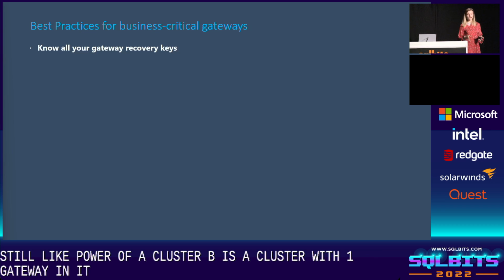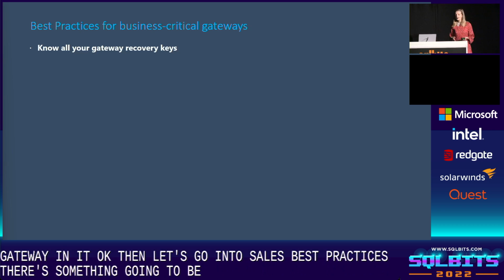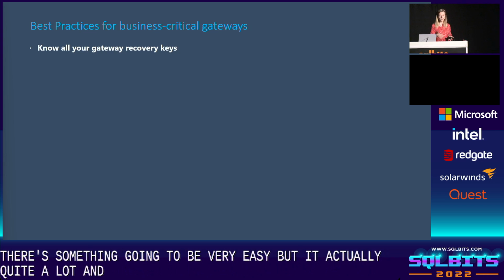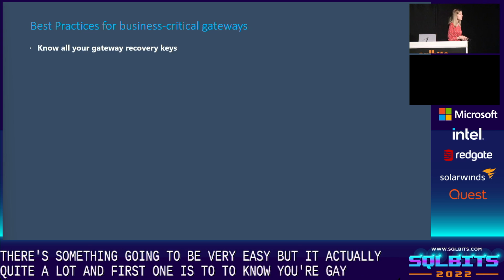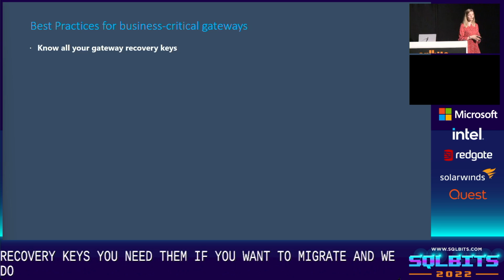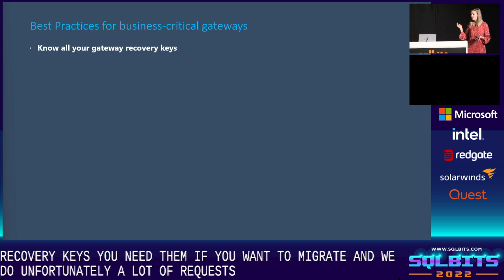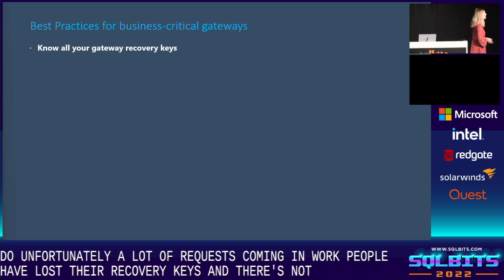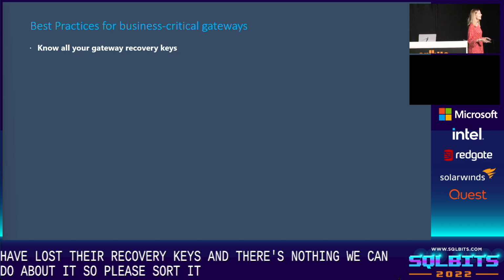Okay, then let's go into some of the best practices. Some of them are going to be very easy and straightforward, but it actually happens quite a lot. The first one is to know all your gateway recovery keys. You need them if you want to migrate. And we do see, unfortunately, a lot of requests coming in where people have lost their recovery keys, and there's nothing we can do about it. So please store that somewhere safe, and also somewhere where you can find them as well.